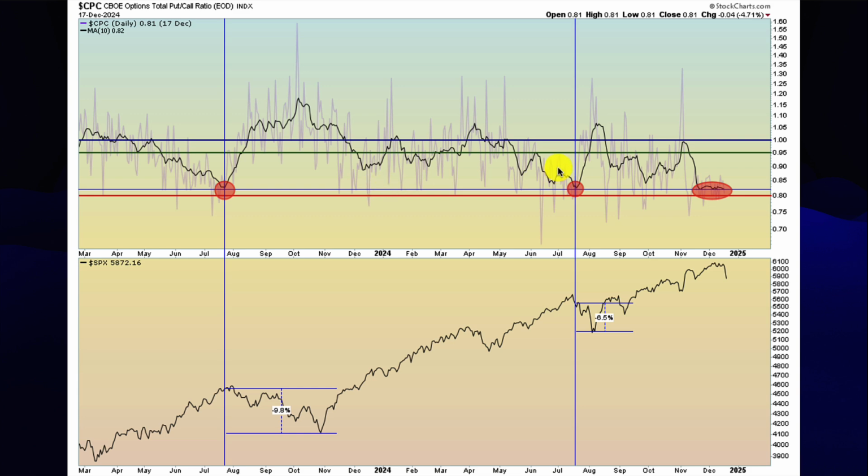This is the put to call ratio. I like to apply a 10-day moving average to it. And this was another thing that we've been talking about. This one hasn't updated for tonight, but the last time we were down at these levels was leading into August, and leading into August of that year too. And when the put to call ratio started turning back up, it led from these lower levels to a 10% correction, a 6.5% correction. And now we're seeing ourselves correct a bit here from all-time highs as it stands.